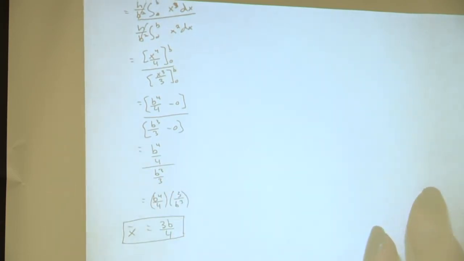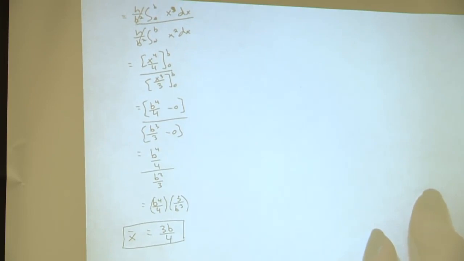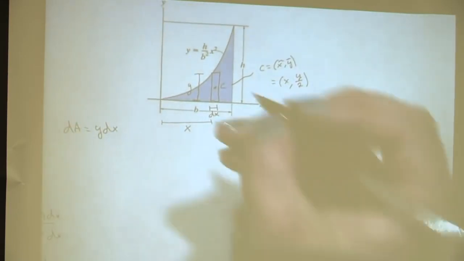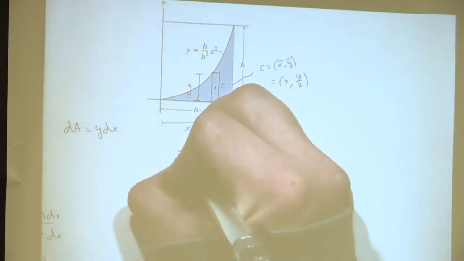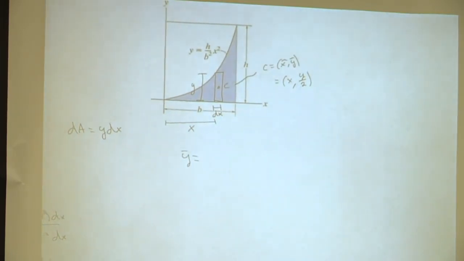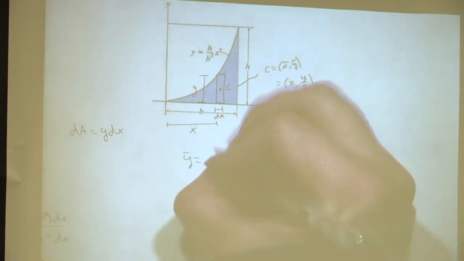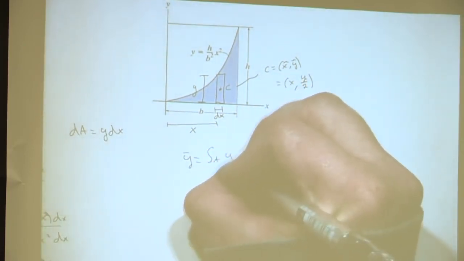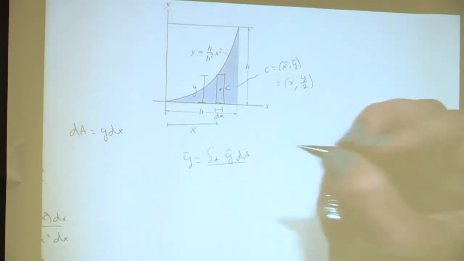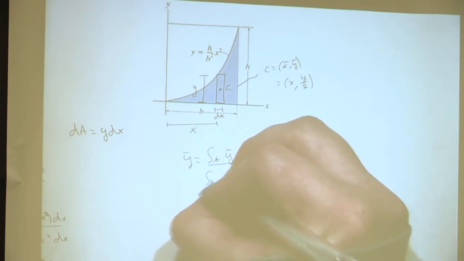Does anyone have any questions about this part? No? Okay. Now what do we need to solve for? Awesome. So we need to solve for y bar. So what's the equation for y bar? y squiggly. So the integral of y squiggly dA, and then over the integral of dA.